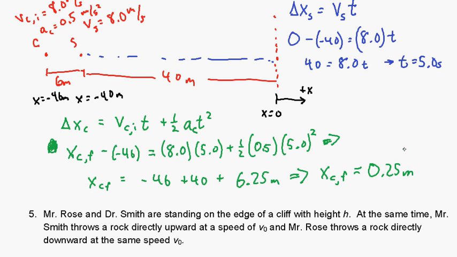So there you go. After 5 seconds, Campbell is a quarter of a meter past the finish line. The finish line was x equals 0. Campbell is a quarter of a meter past that. The student is on the finish line at that time, so Campbell wins.